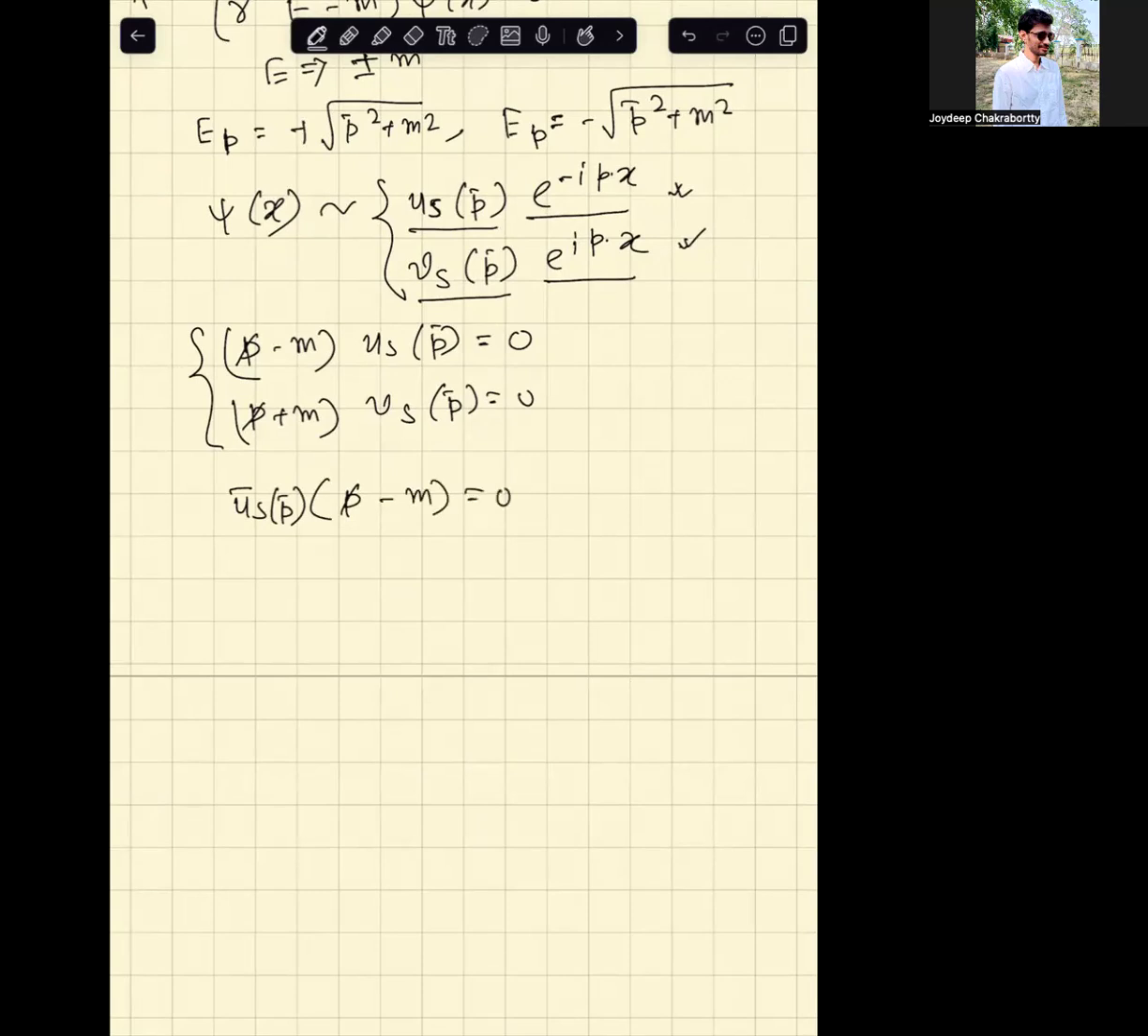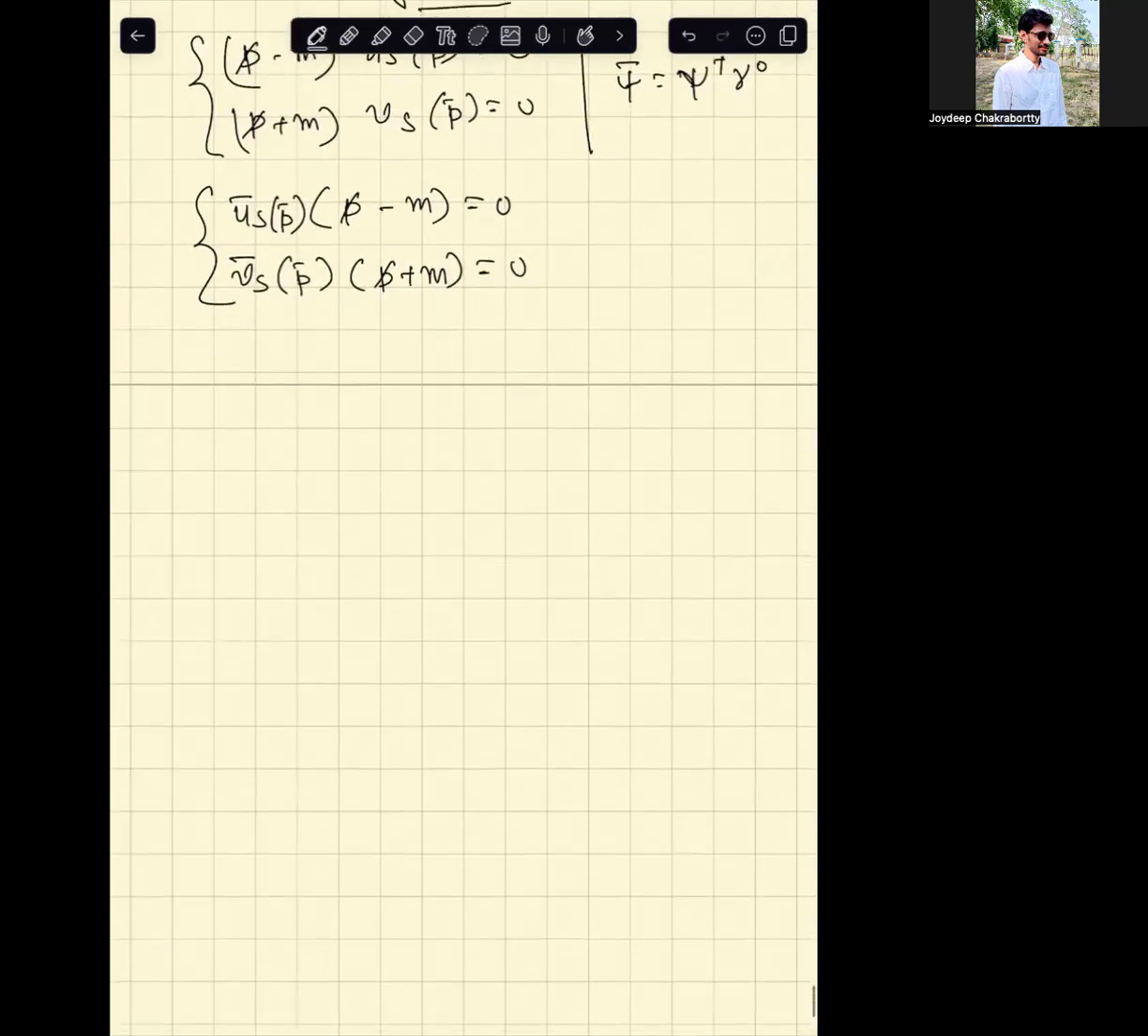Remember, in this particular case, the definition I'm using is psi bar as psi dagger gamma 0. This p slash is an operator that acts from right to left. In the earlier case it was acting from left to right, but here it is acting right to left. That's how the action of the operator is defined. And similarly for the v spinor, the conjugate representations will have these relations.